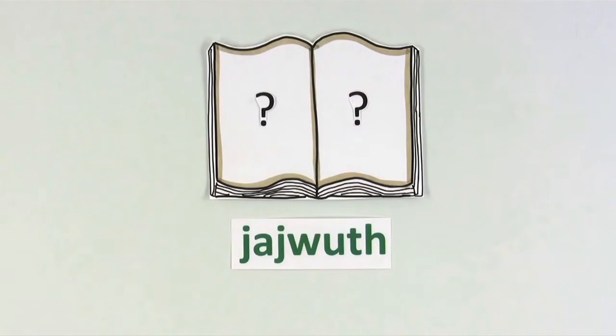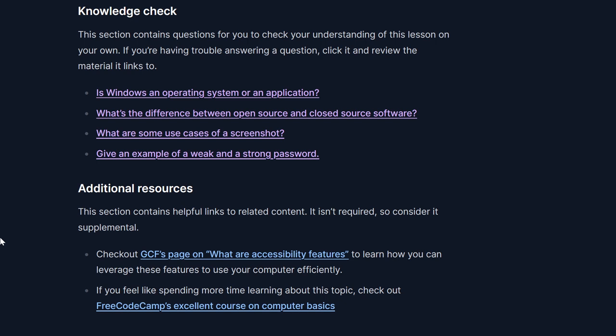Closed source software can be expensive or a one-time purchase, or it may cost you. Open source software is mostly free of cost, but it may cost some money to add some extra features. What are some use cases of a screenshot? Well, a screenshot can be used to save some useful information, for note taking, or in this scenario, when I have a problem, I can screenshot my code to post on the Odin Project community.